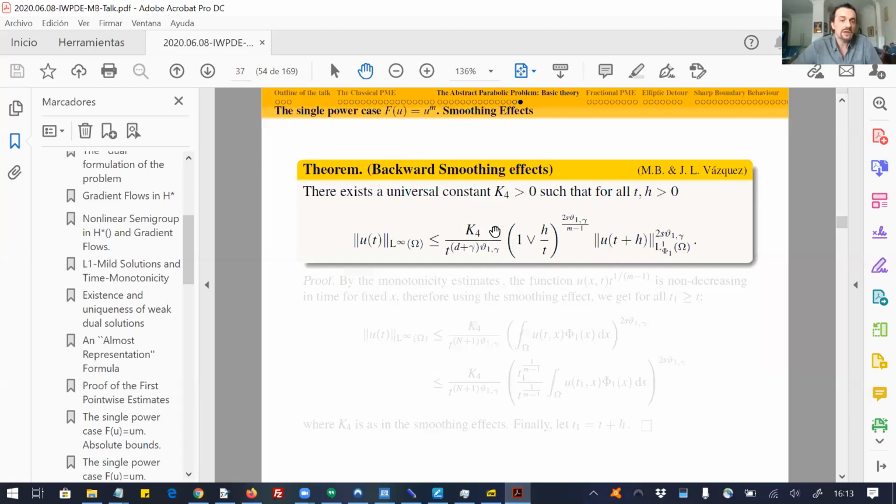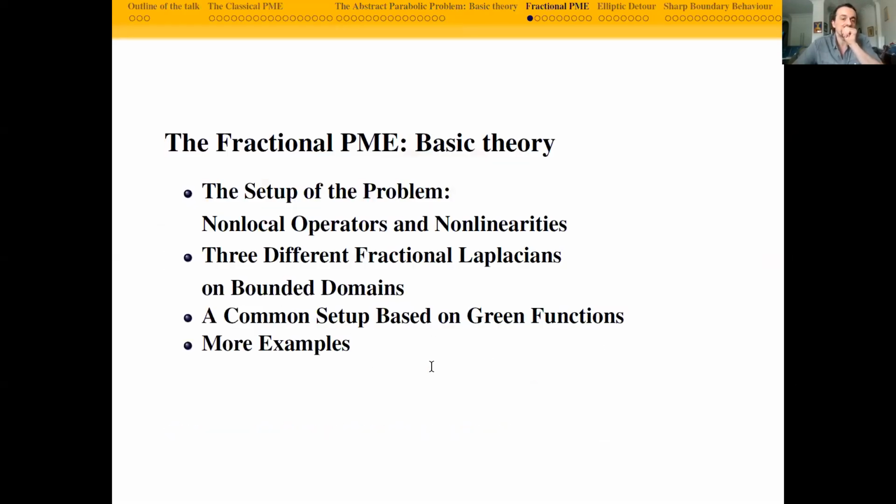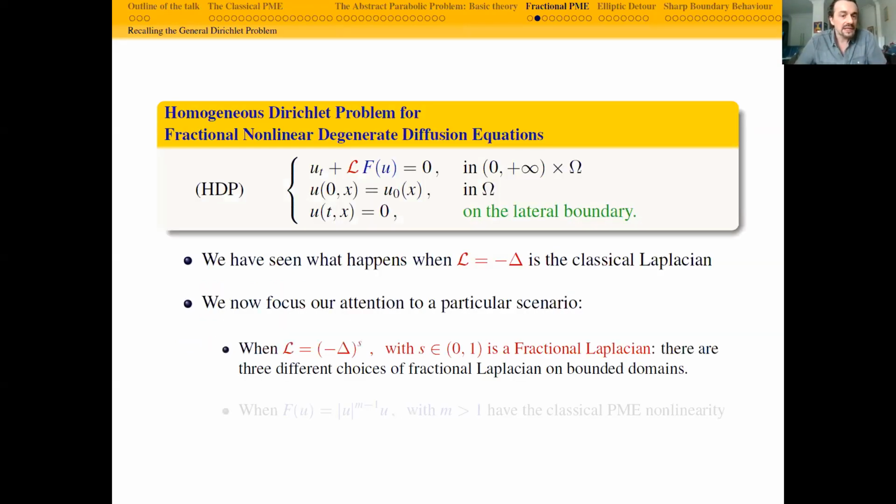Let me just tell you that you can also do backward smoothing effects. This is more a curiosity. And then, if you allow me 5 minutes more, I would tell you examples of operators that fit this theory without changing a line. Just instead of the Laplacian, you put L, and consider the Green function of that operator, and everything I did works.